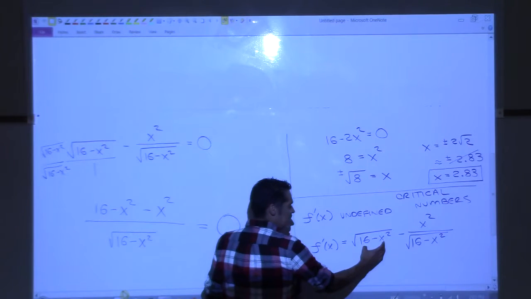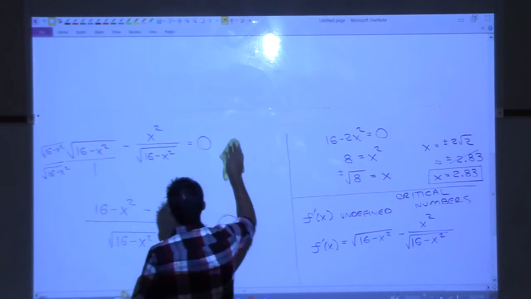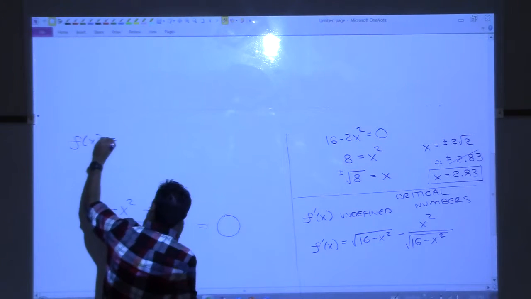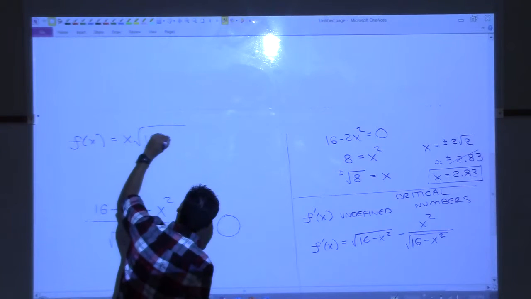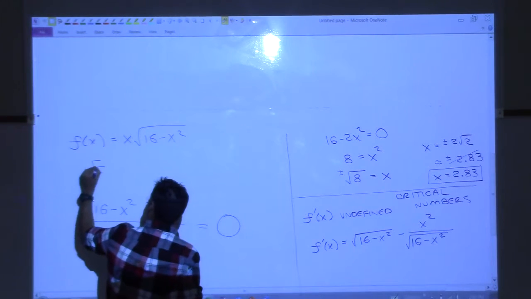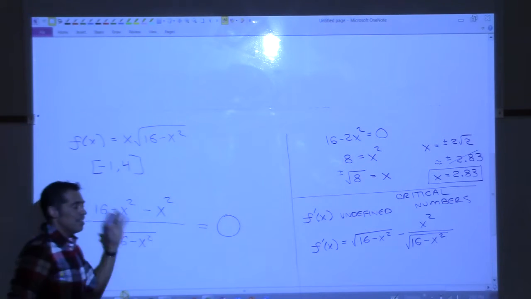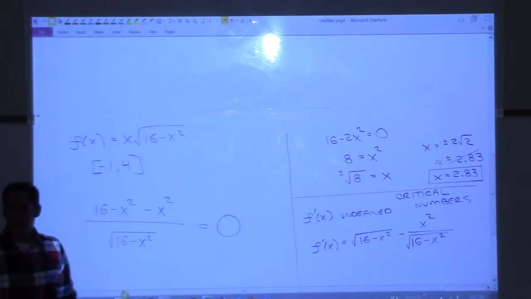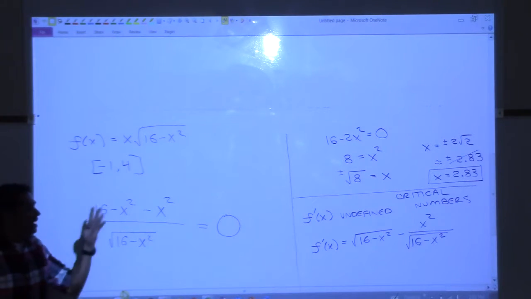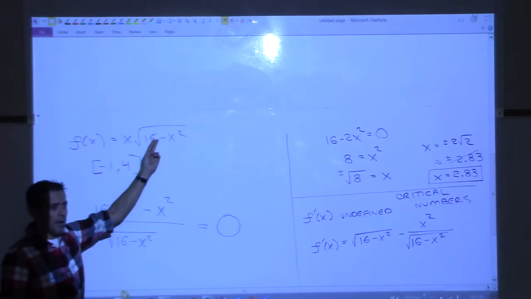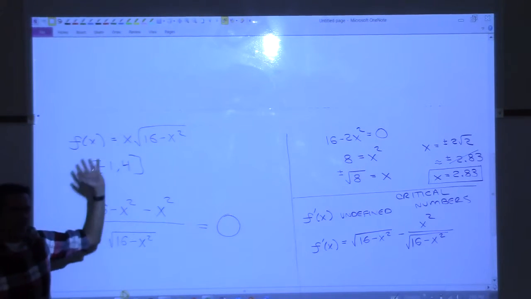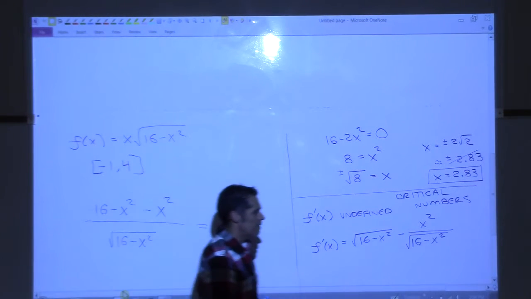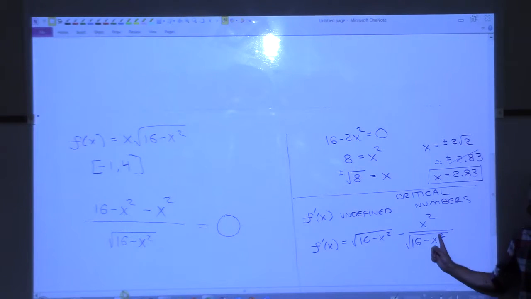We know that that's not the original function. The original function was x square root of 16 minus x squared, and we were on the interval -1 to 4. We said that this function is well defined on this interval because we never get a negative under the root. The worst case scenario is if we plug 4 in there, then this thing becomes 0, but the square root of 0 is just 0. So it's not a problem here. But over there it is, because if x is 4, what happens? That's division by 0.